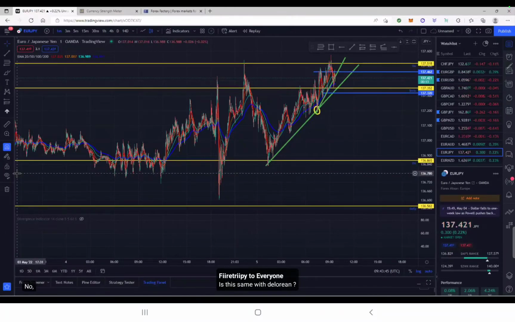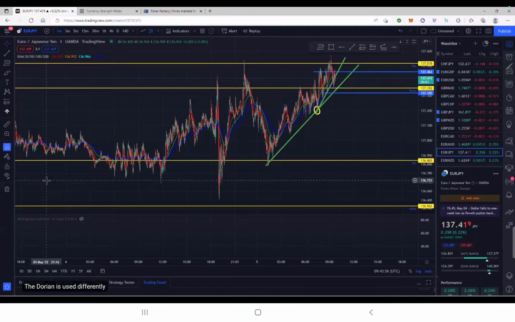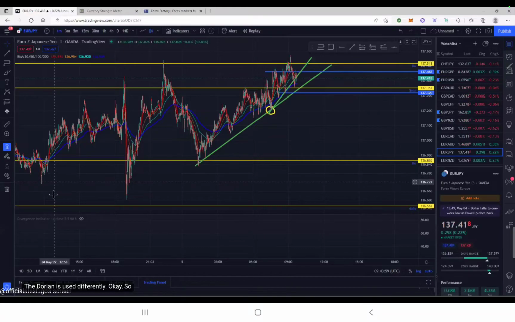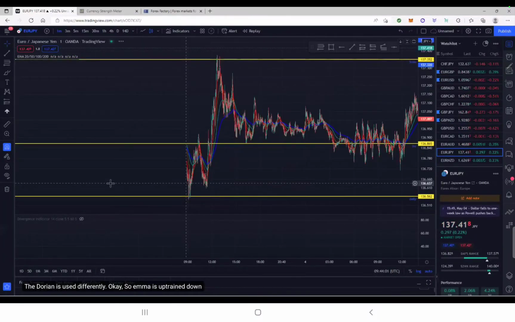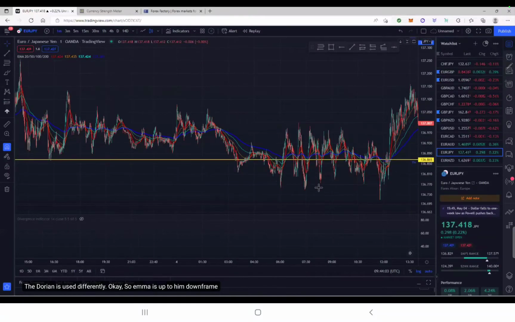No, DeLorean's different. I mean, it's the same idea because it's still an EMA, but it's used differently. The DeLorean is used differently. Okay, so EMAs, uptrend, downtrend. I'll do 5 minutes so we can see a little bit better.